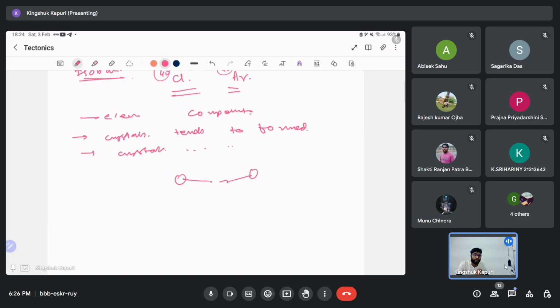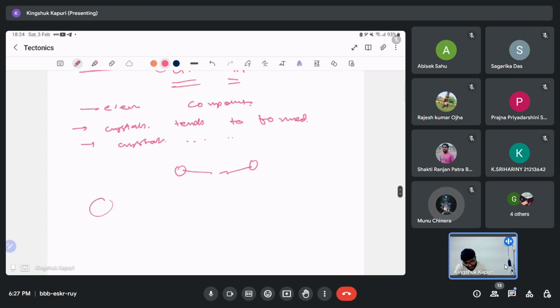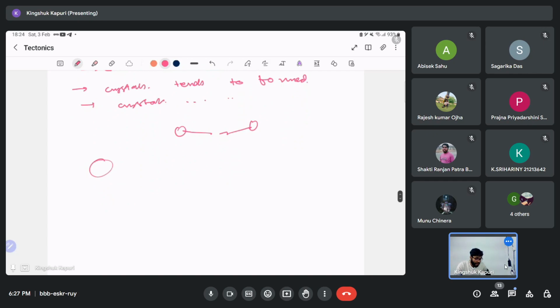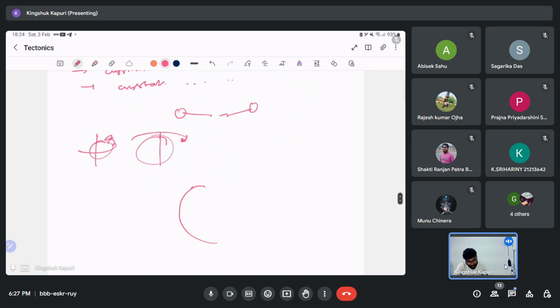So this point is clear or not? Yes, sir. Okay, now we know that there is a planetary system. There are certain planets in our solar system, right? And we all know the planets are rotating. So do you all agree or not, the planets are rotating? Yes, sir. Okay, and there is a bigger nucleus which is the sun.